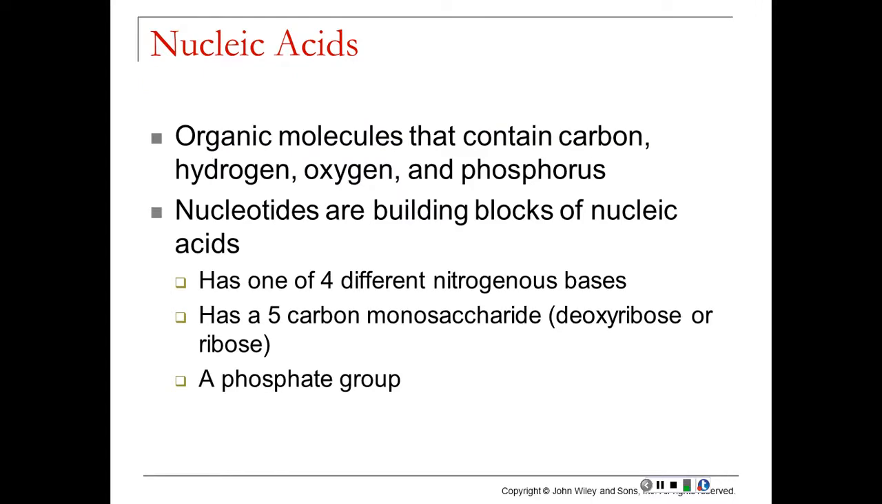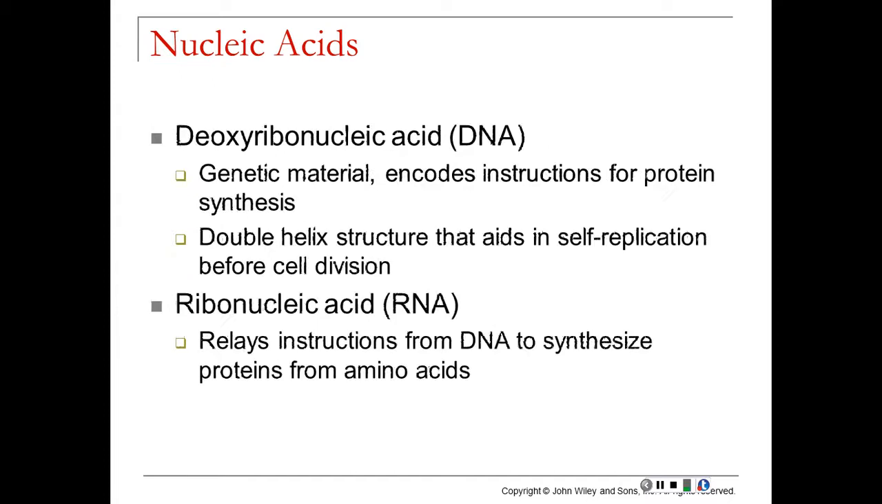The last major molecule that makes up all cells is called nucleic acids. Nucleic acids are organic molecules that have carbon, hydrogen, oxygen, and phosphorus. They're made of smaller molecules called nucleotides. Each nucleotide is composed of a 5-carbon sugar, either deoxyribose or ribose, a phosphate group, and a nitrogenous base. There are 4 different nitrogenous bases that could be used. Actually, there's 5. That is actually a typo. There's 5 different nitrogenous bases that make up the different nucleotides.